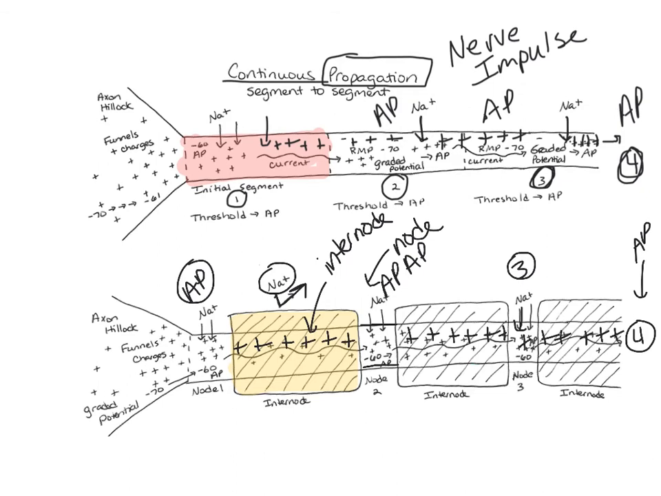You can only get an action potential wherever the axon is bare at those nodes. So it jumps. Those action potentials are kind of jumping from the initial segment to this segment to this segment. So it's jumping, right? So which one do you think would be faster? And this one, by the way, is called saltatory propagation.